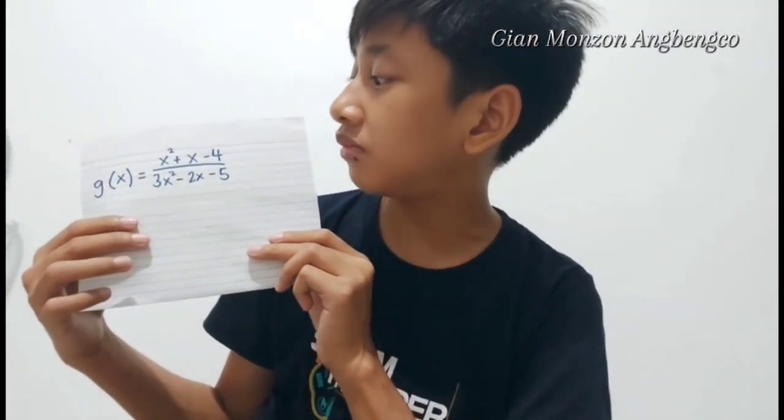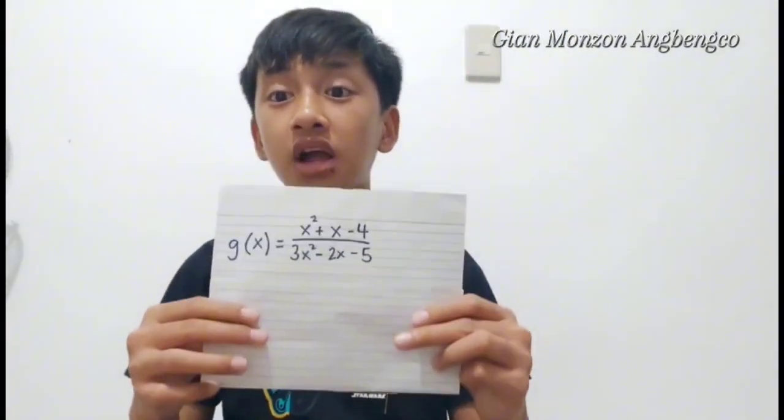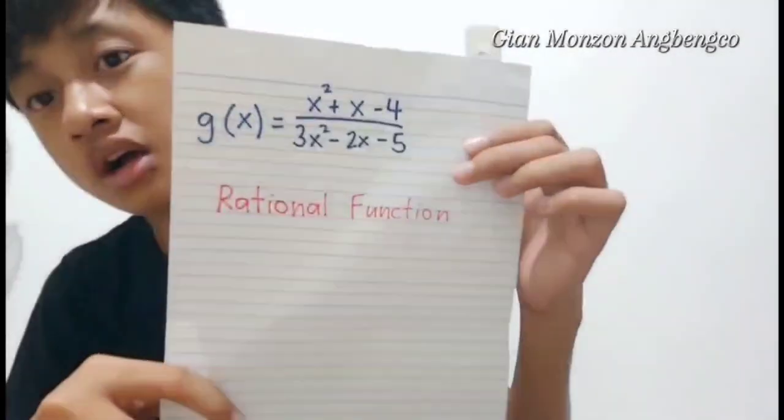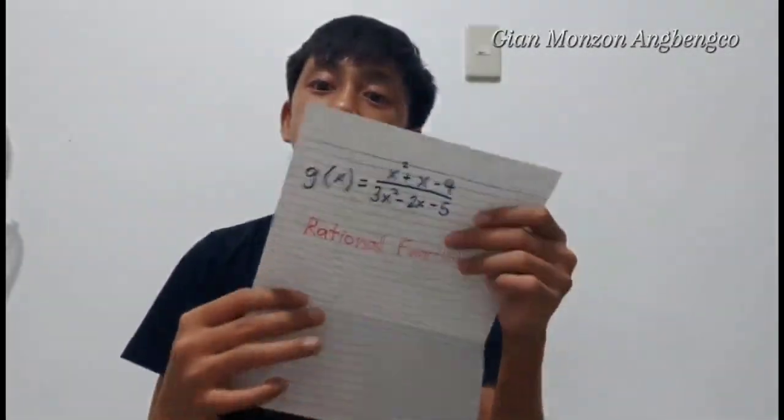And for the last one, g of x is equal to x squared plus x minus 4 over 3x squared minus 2x minus 5. Is it a Ra or is it a Na? It's a Ra, a rational function. Great job if you got it all correct. And if you didn't, you can try again. And you can rewatch this video to learn more about rational functions.